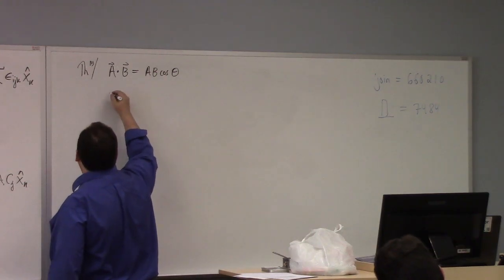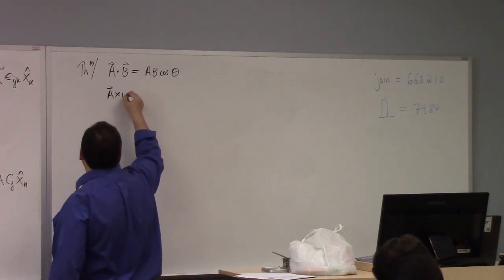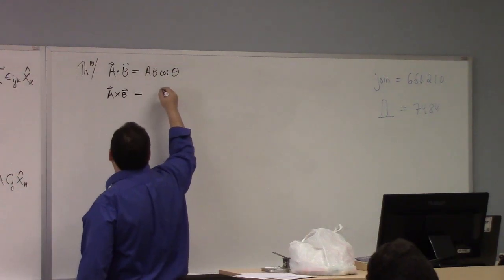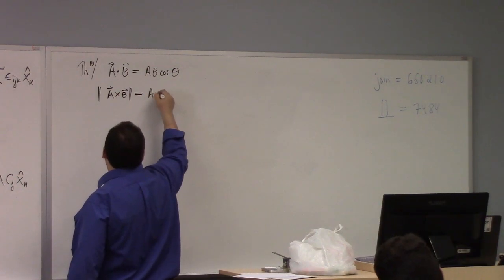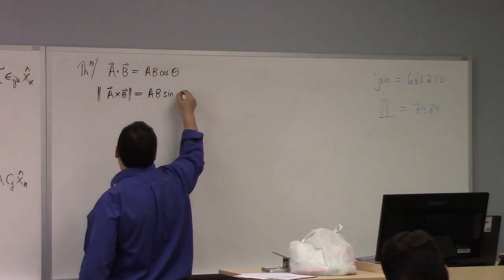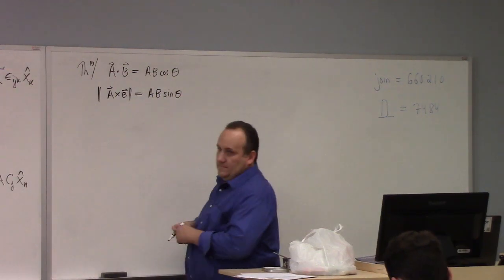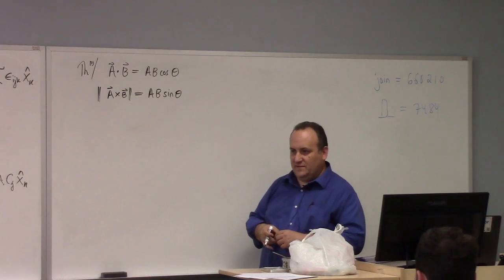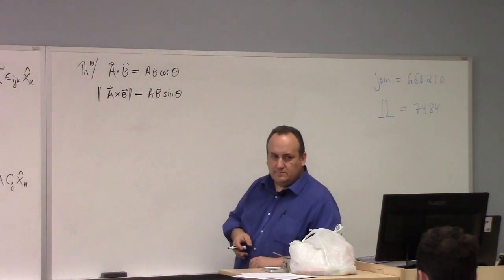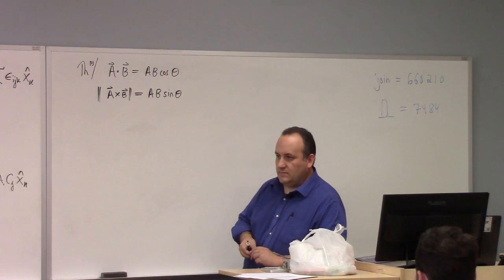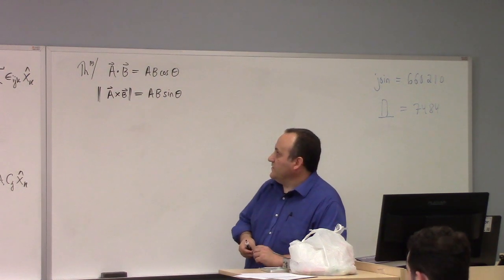On the other hand, A cross B, what's that? Well, the magnitude of it's what? It's AB sine theta. Which is kind of a little bit disconcerting. Sine can be positive or negative. Why don't we have to write absolute value here? Where's theta? It's from 0 to 180, right? So sine's positive there, or 0. So that's why that's okay.